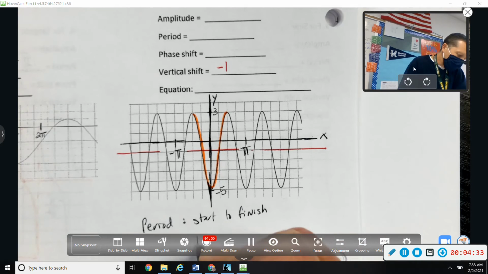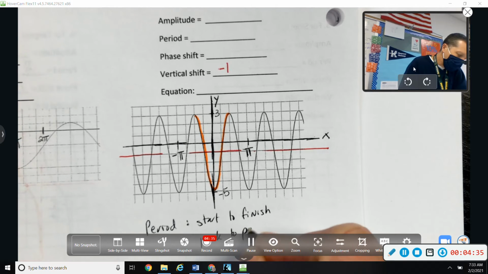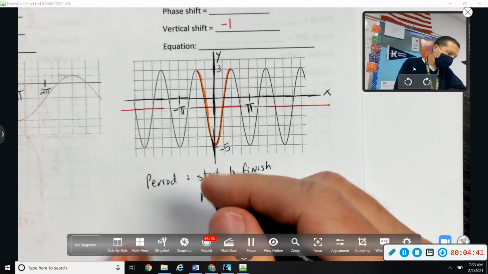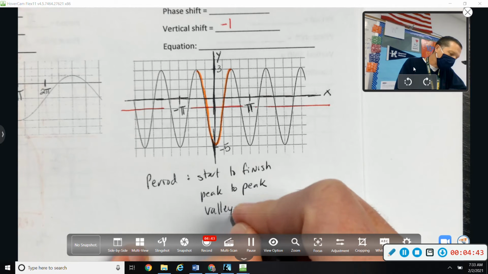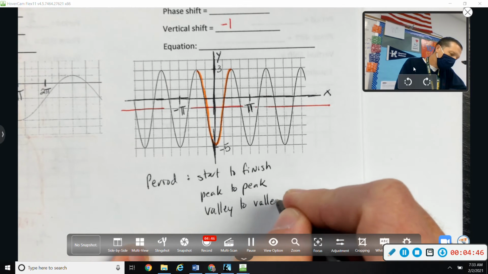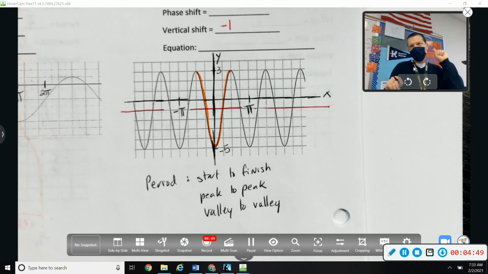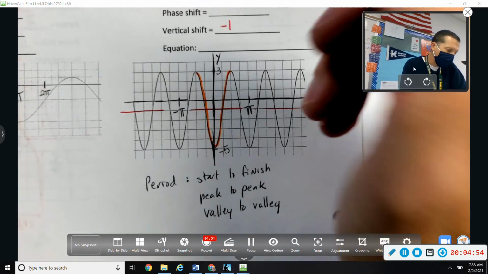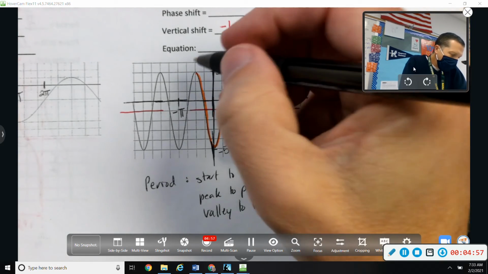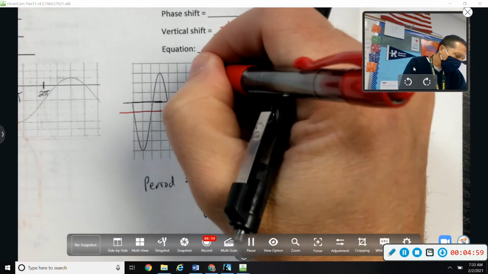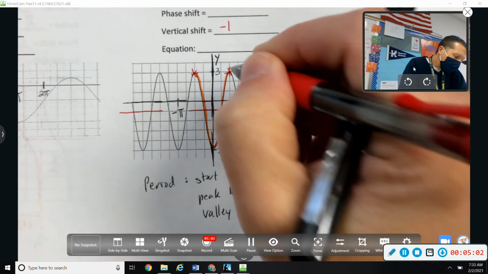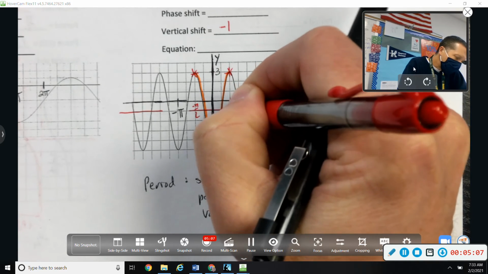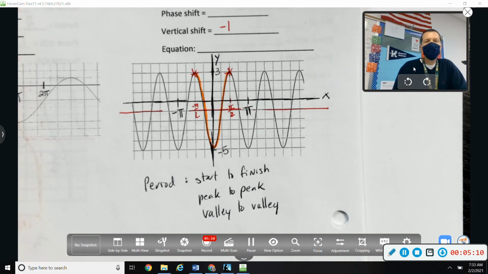So like one cycle. You can measure peak to peak. That would be the same thing as one cycle for cosine. You can measure valley to valley if that's easier. As long as you're measuring from any spot on the graph to its corresponding point, one cycle away, you can get the period that way. I guess we normally go from start to finish. So if we go from -pi over 2 to pi over 2, then that period is pi.